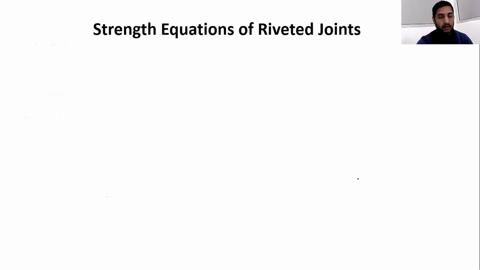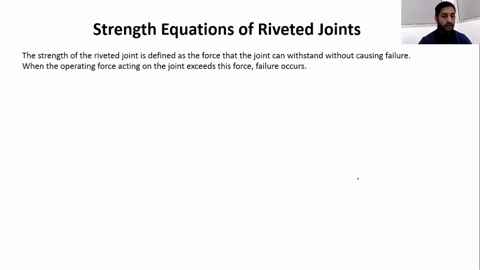So next is strength equations of riveted joints. Just like we had developed the strength equations in our welded joints, and after that we solved the questions in a similar fashion, now we are going to derive strength equations for riveted joints. And after getting the fundamental knowledge about the strength equations, it will be easy for us to solve the numerical problems. So what is strength?